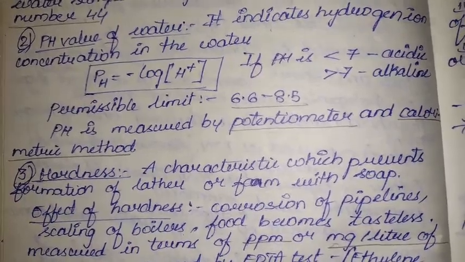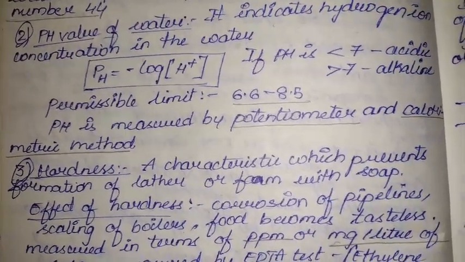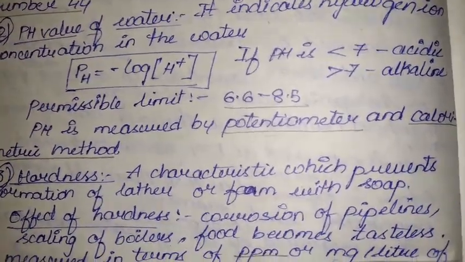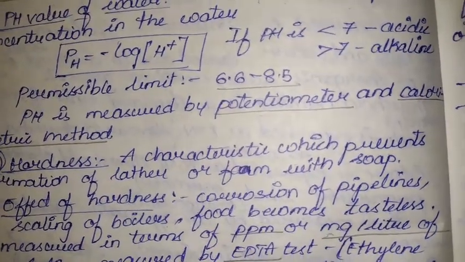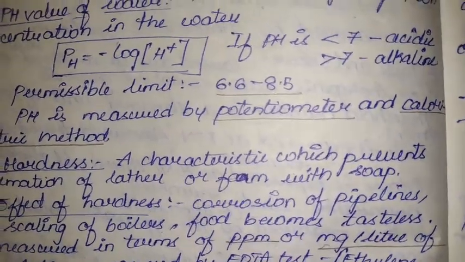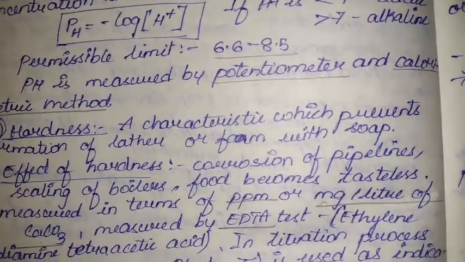pH is measured by the potentiometer and colorimetric methods. These are the standard methods or meters used to measure the pH of water. We also have general litmus papers to check if it is acidic or basic in nature, but if we want the exact value, we have to use these meters or methods.